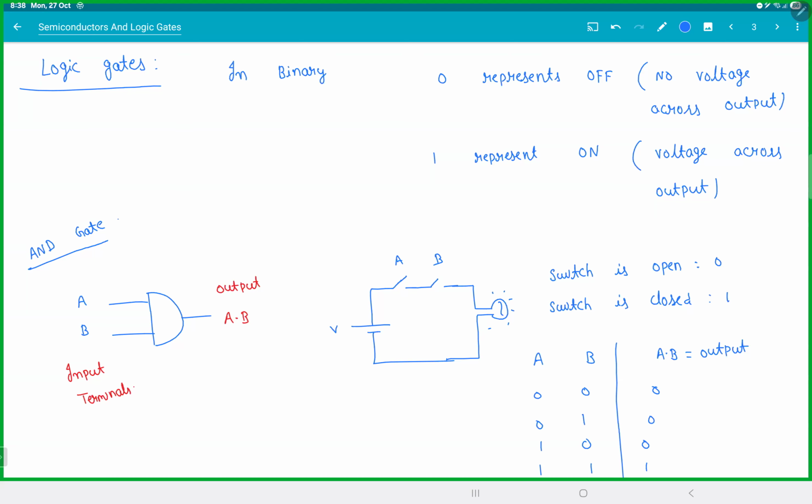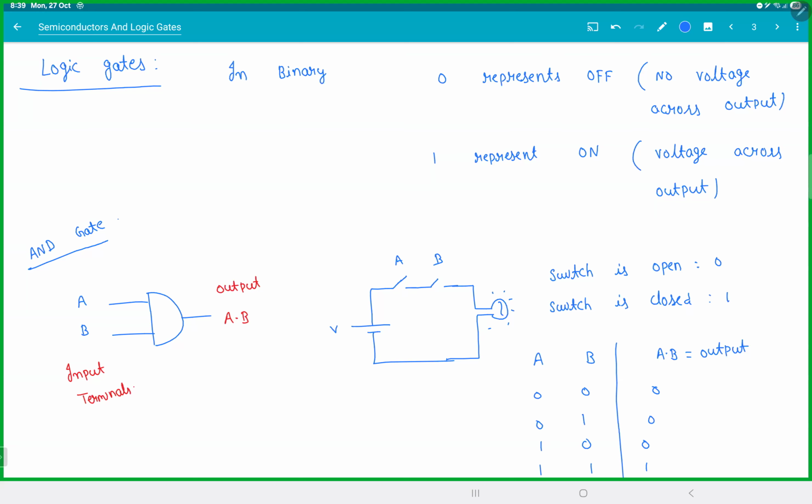So an AND gate is simply two switches in series. That is a simple analogy. Are you getting it? So if you want the bulb to glow, you have to make sure both the switches are closed. Even if one switch is open, which is a 0 in this case, the bulb is not glowing. So here 0 and 1 represent on and off. Switch is closed, switch is open. Are you clear with this?